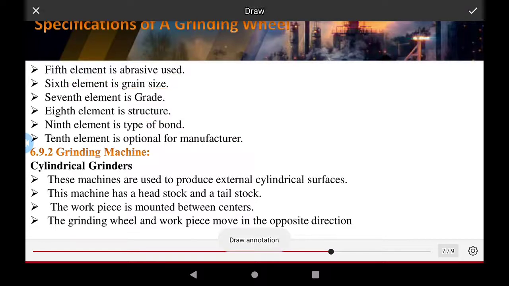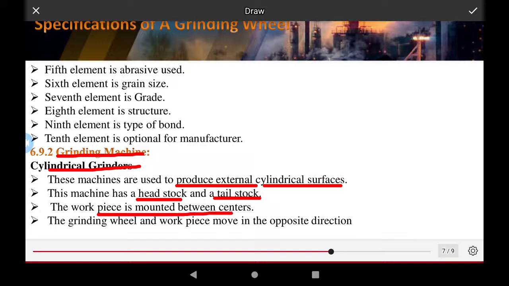And the grinding machine. What is the grinding machine? The cylindrical grinding. What is cylindrical grinding? These machines are used to produce external cylindrical surfaces. The machine has a head stock and a tail stock. The workpiece is mounted between the centers.